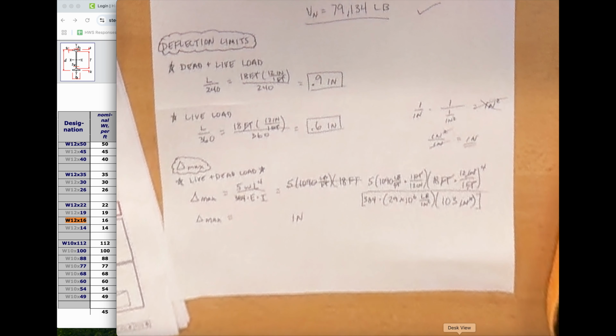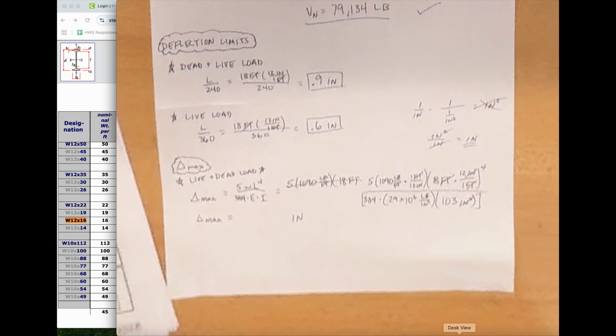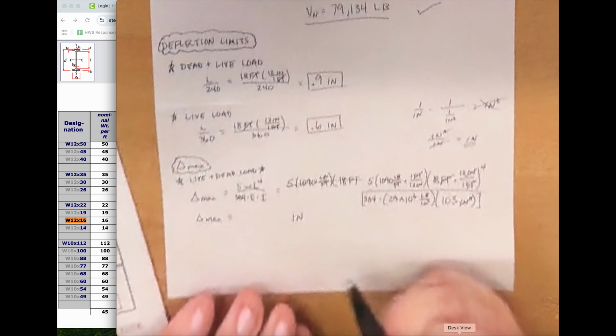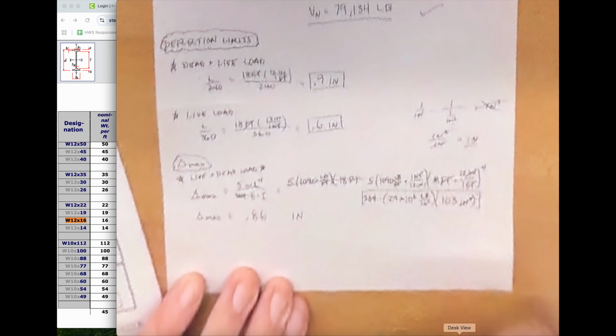So we're going to put in here 384 times 29 times 10 to the 6th power, and then that multiplied by 103. And what we're going to end up finding for this value is that it is going to be equal to 0.86. And so now we've got 0.86 inches.